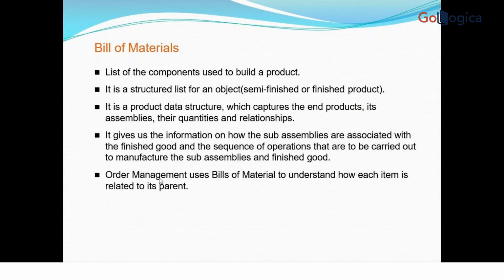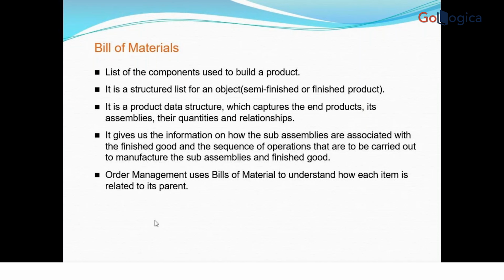See, order management doesn't know who's the parent and who's the child. So he uses the bills, and then each item's relationship will be defined in order management, in the sales order lines. It will come.